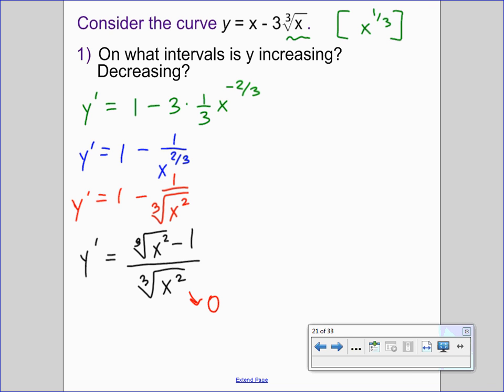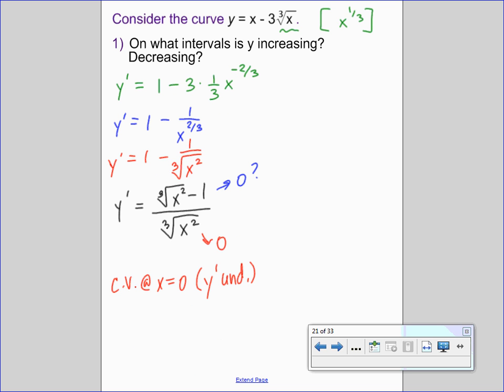When x equals 0, the denominator would equal 0, which means y prime is undefined. So it looks like I've got a critical value at x equals 0, because y prime is undefined. Will my top ever equal 0? Will the cube root of x squared minus 1 ever equal 0? Yes. I would add 1 to both sides.